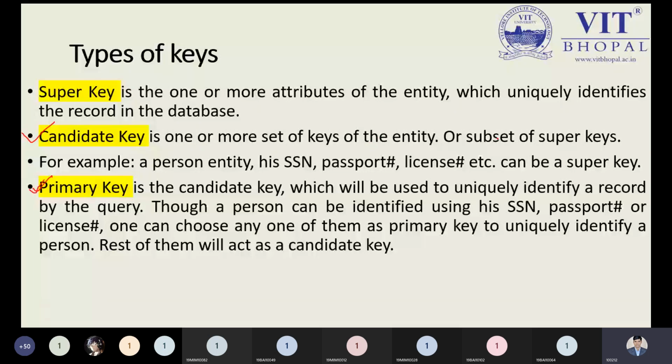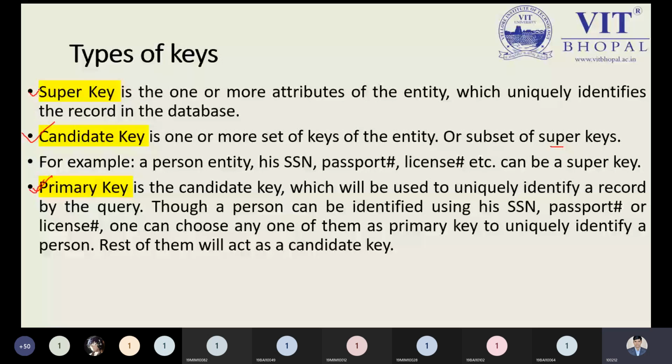Again, we have the question. Now we have the word super key. A basic key will be the super key. So everything will be started from the super key, and then candidate key, and then primary key. So please do not go directly to the primary key. Before moving to any key, it is a better idea to first understand the super key, and then candidate key, and then primary key.